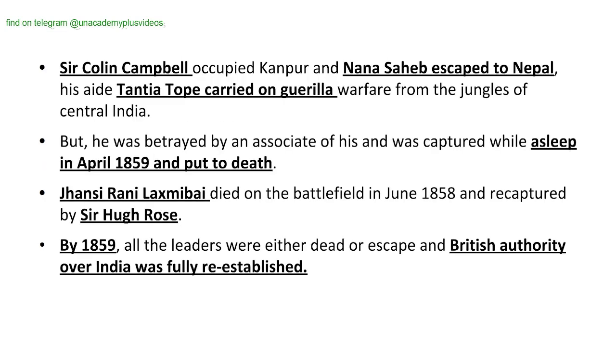Sir Colin Campbell occupied Kanpur and Nana Sahib escaped to Nepal. His aide Tatya Tope carried on guerrilla warfare from the jungles of central India. But he was betrayed by an associate and was captured while asleep in April 1859 and put to death. Rani Lakshmibai of Jhansi died on the battlefield in June 1858, and Jhansi was recaptured by Sir Hugh Rose. By 1859, all the leaders were either dead or had escaped, and British authority over India was fully re-established.